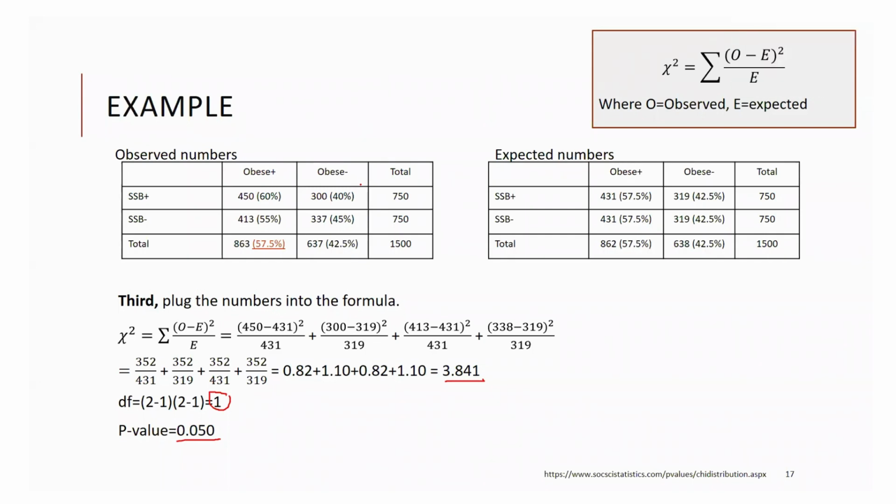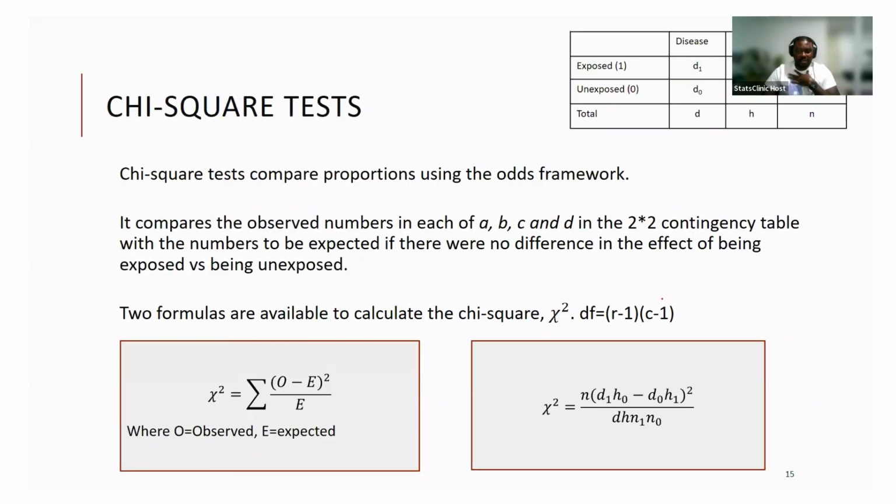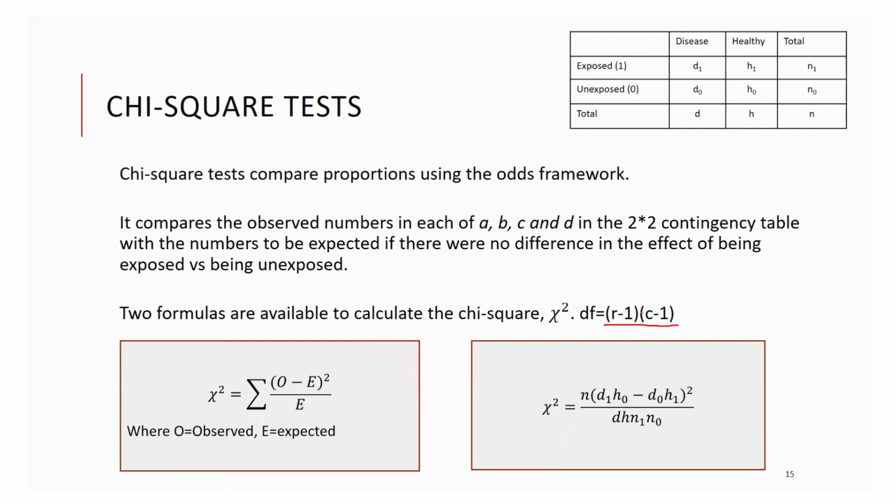So how will you calculate the degrees of freedom for the 3x2 table? The degrees of freedom is always the number of rows minus 1, times the number of columns minus 1. So if you have 2 rows, 2 minus 1, and 3 columns, 3 minus 1, you multiply them together. Okay, thank you.